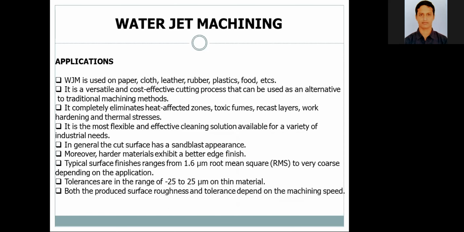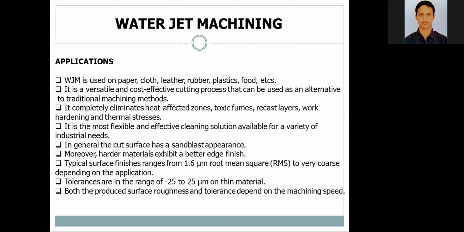Applications of water jet machining. Water jet machining is used on paper, cloth, leather, rubber, plastics, foods, etc. In the food industry, it normally cuts frozen foods. It is a versatile and cost-effective cutting process that can be used as an alternative to traditional machining methods.